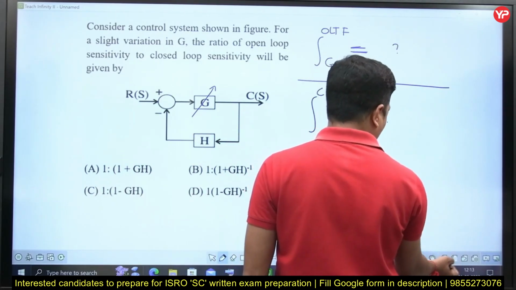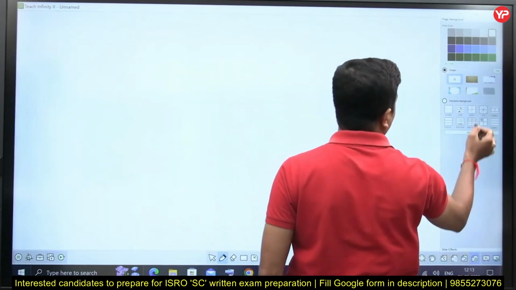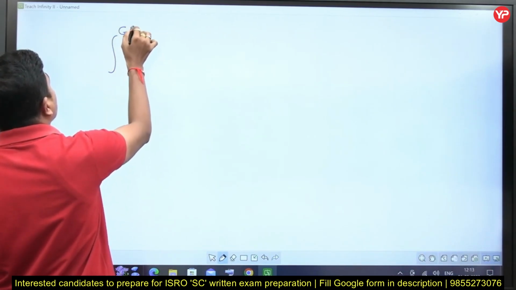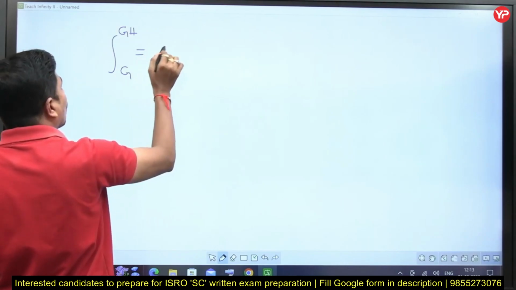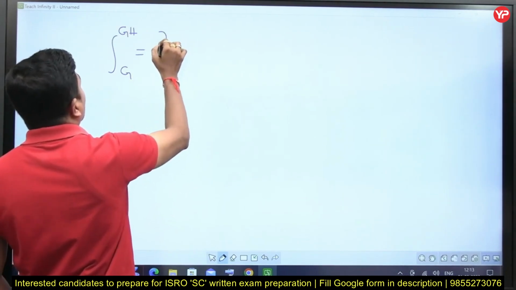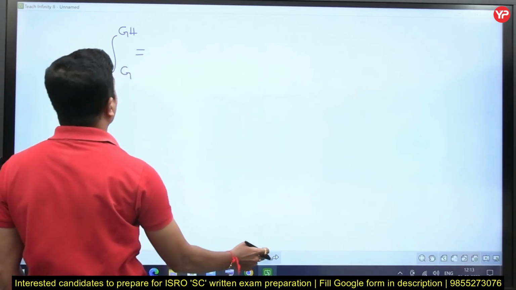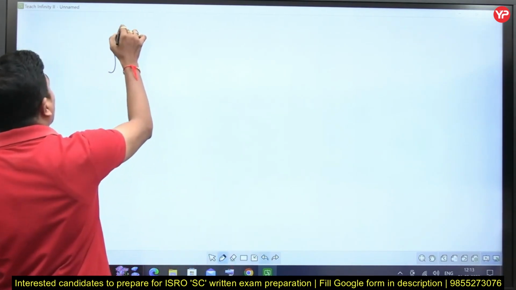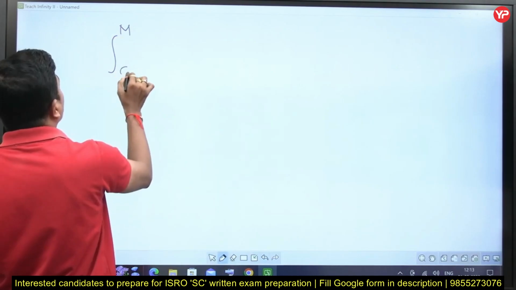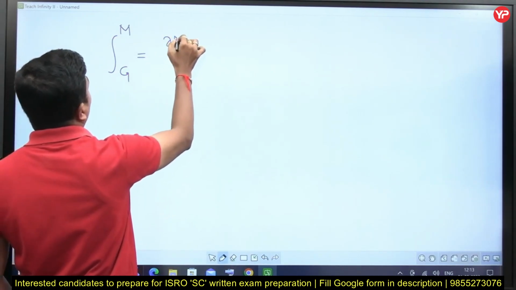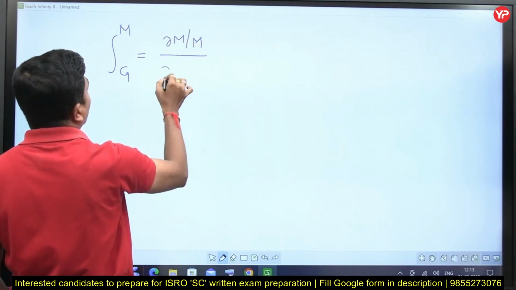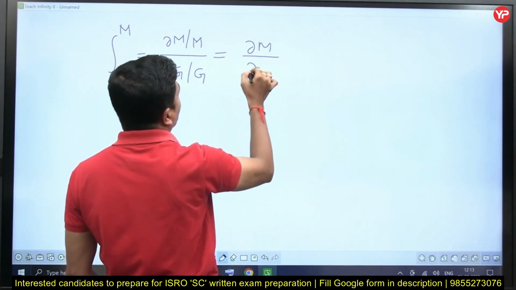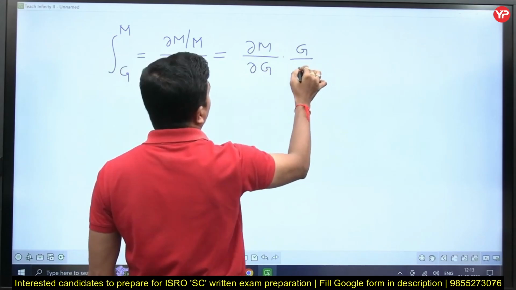I'll find one by one. Okay, observe it carefully. Sensitivity of OLTF is what? GH with respect to G. What is the formula? See, I'll write this way. Sensitivity of M, any transfer function M with respect to G, is equal to dou M by dou G by G, that is dou M by dou G into G by M.